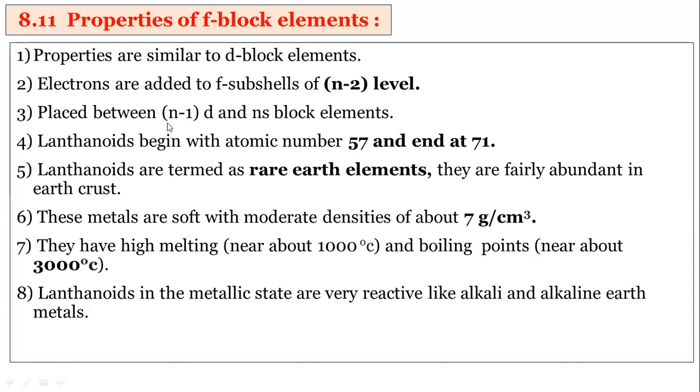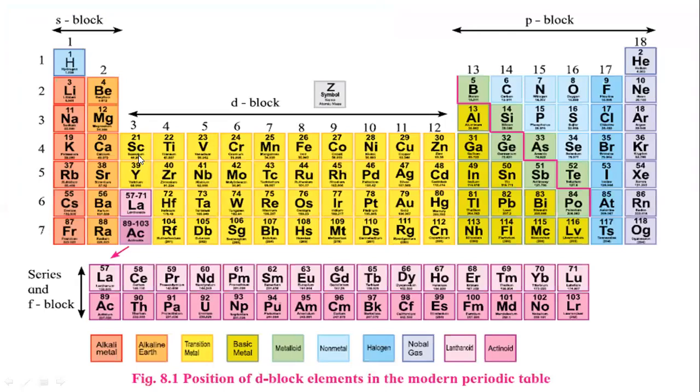These elements are placed between (n-1)d and ns block elements, where n is the principal quantum number. If n is equal to 6, then these elements are placed between n-1, that is 6 minus 1, which is 5d, and 6s2. These are placed in between in the periodic table, and we can understand this there.